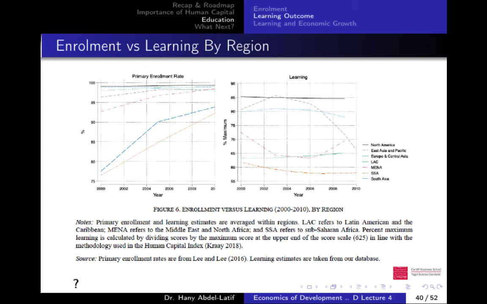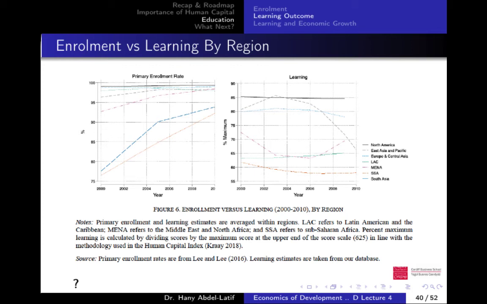So enrollment doesn't seem to be the main issue now, yet we still have children out of school, okay? This is a big problem. However, we see the improvement over time is going well, since 2000 till today. But when we come to learning, this is Sub-Saharan Africa, this is East Asia, okay?